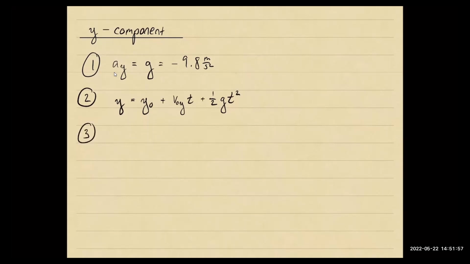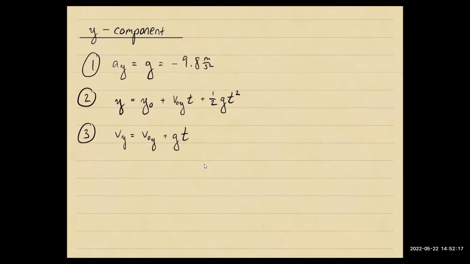For our third equation in the y direction, we have that our final velocity in the y direction at any given point in time is equal to our initial velocity in the y direction plus g times t, right? Our acceleration in the y direction times time.